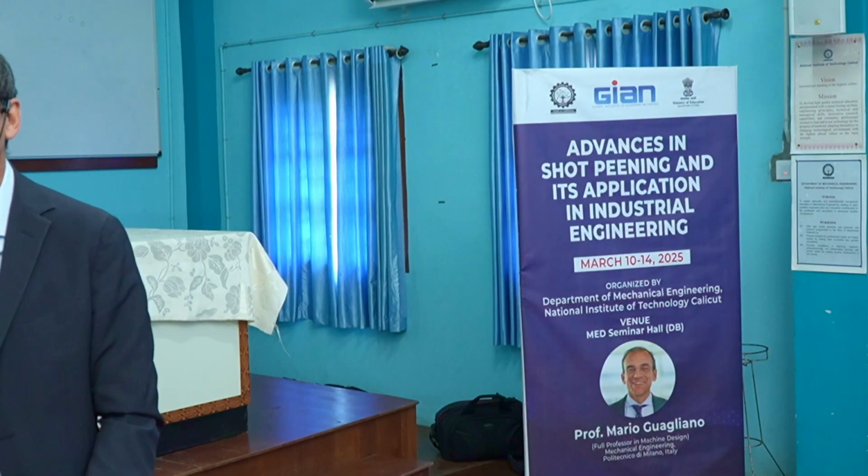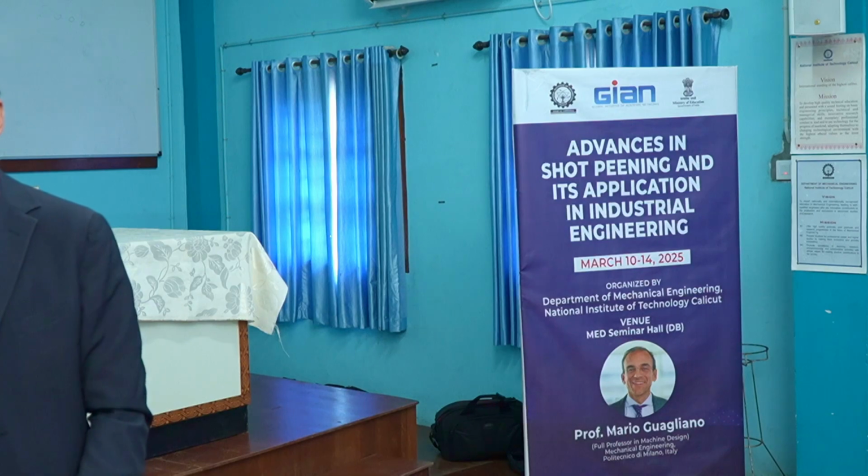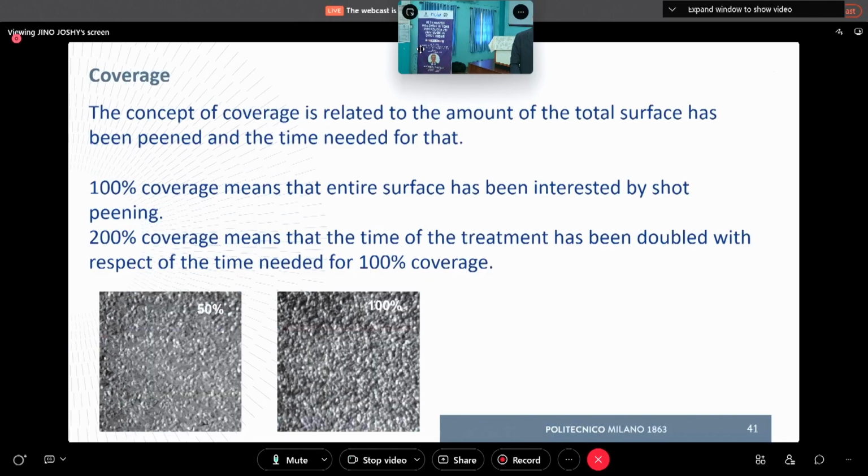So here 200% coverage means this time has doubled. 50% means 50% of the surface has been covered, or the time has decreased by 50%. 200% means that we must fix the time needed for 100%. We define the trajectory, the path, and then we know that the complete surface has been peened.